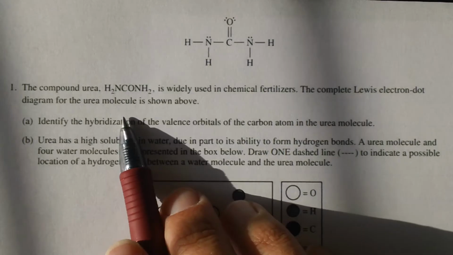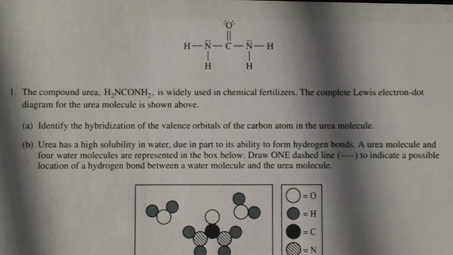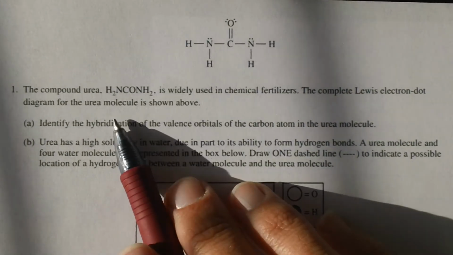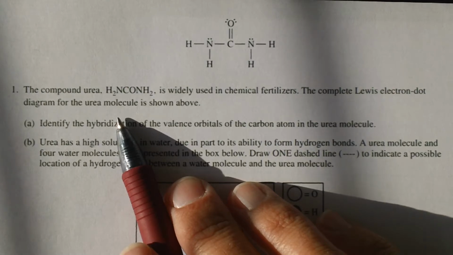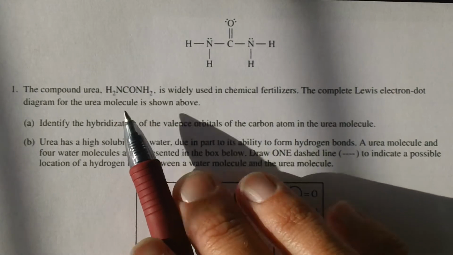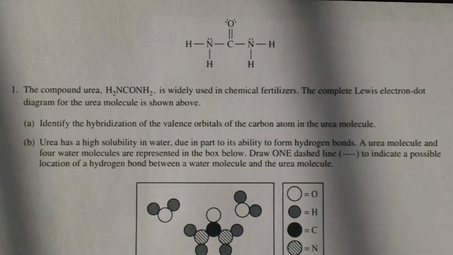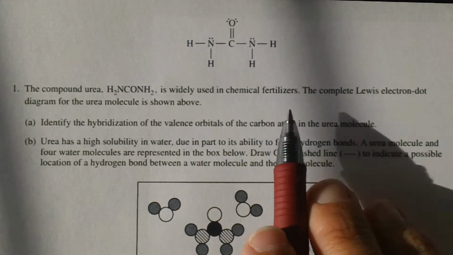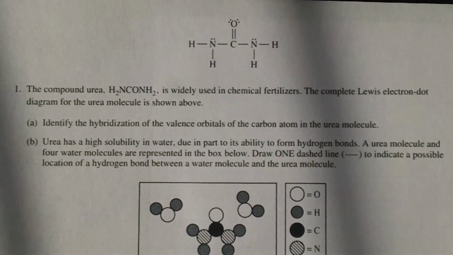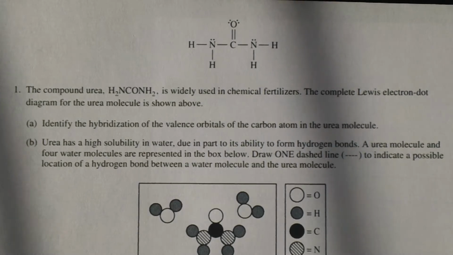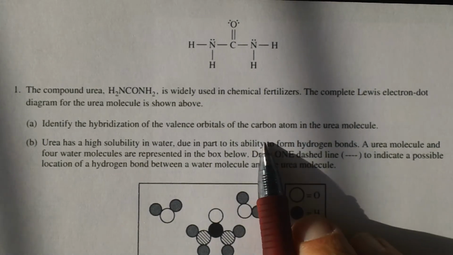It gives us the compound urea. By the way, the national average on this was 5.5. My class last year scored a little bit better than that, but not enough better. So here we go. The compound urea is widely used in chemical fertilizer. To give us the formula, the complete Lewis dot structure is shown. Identify the hybridization of the valence orbitals of the carbon atom in the urea.